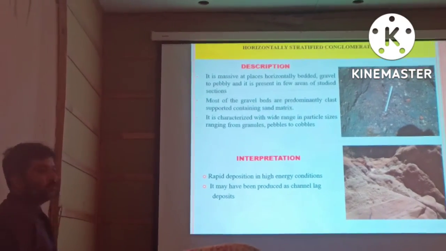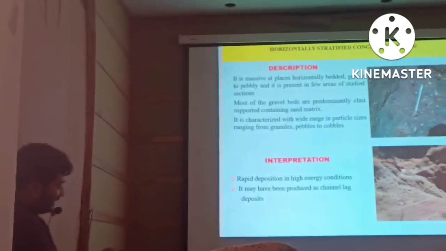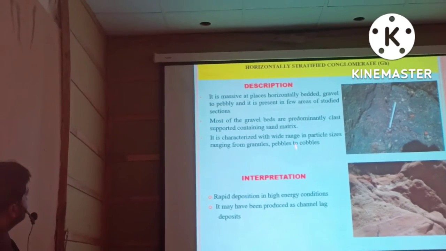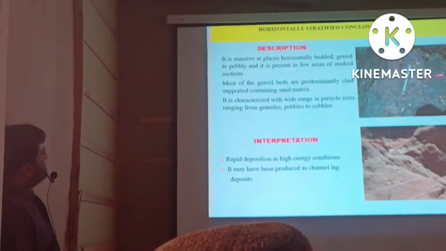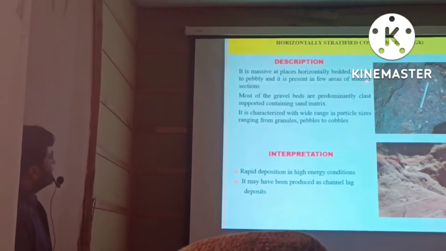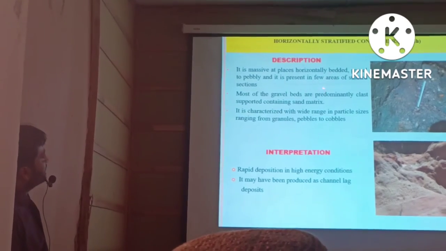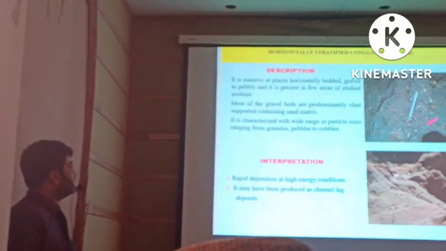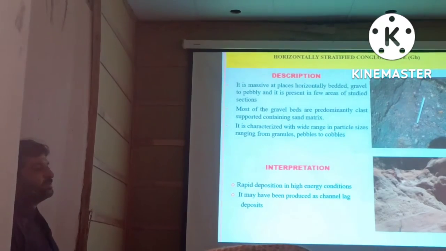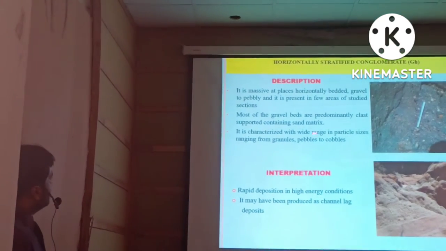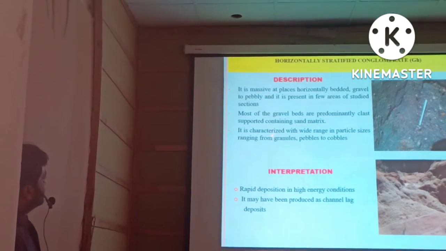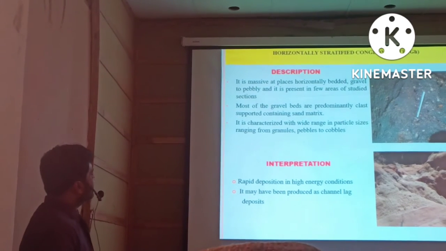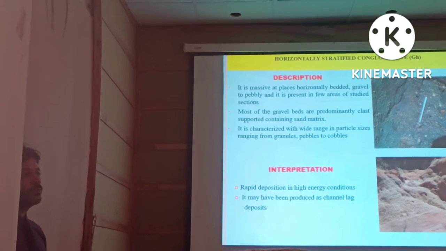Horizontally stratified conglomerates, these are the images of horizontally stratified conglomerate. As you can see, it is massive at places, horizontally bedded gravel, and is present in few areas of the studied section. Most of the gravel beds are predominantly clast supported and contain sand matrix. It is characterized by a wide range in particle size, ranging from granule and pebble to cobbles.